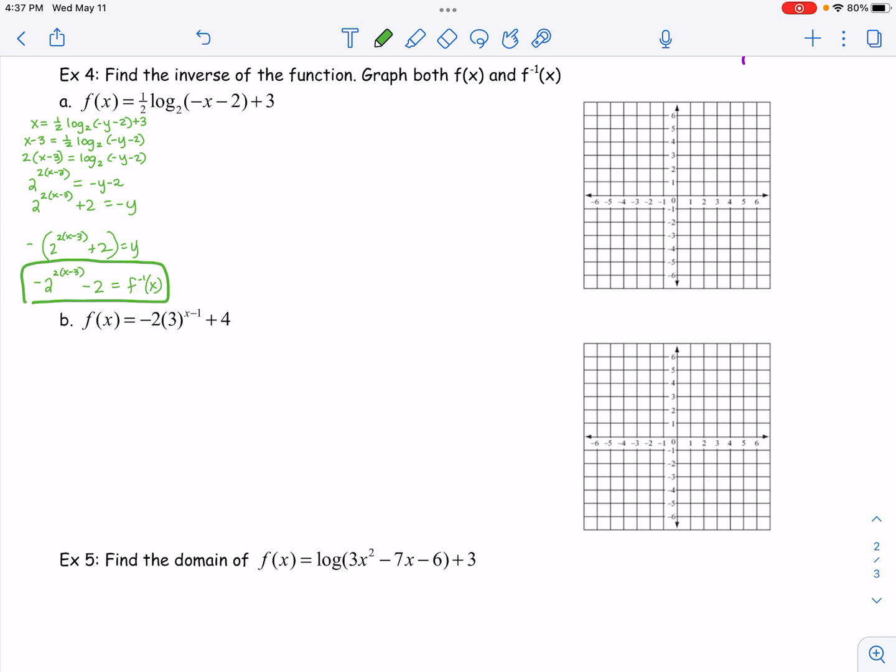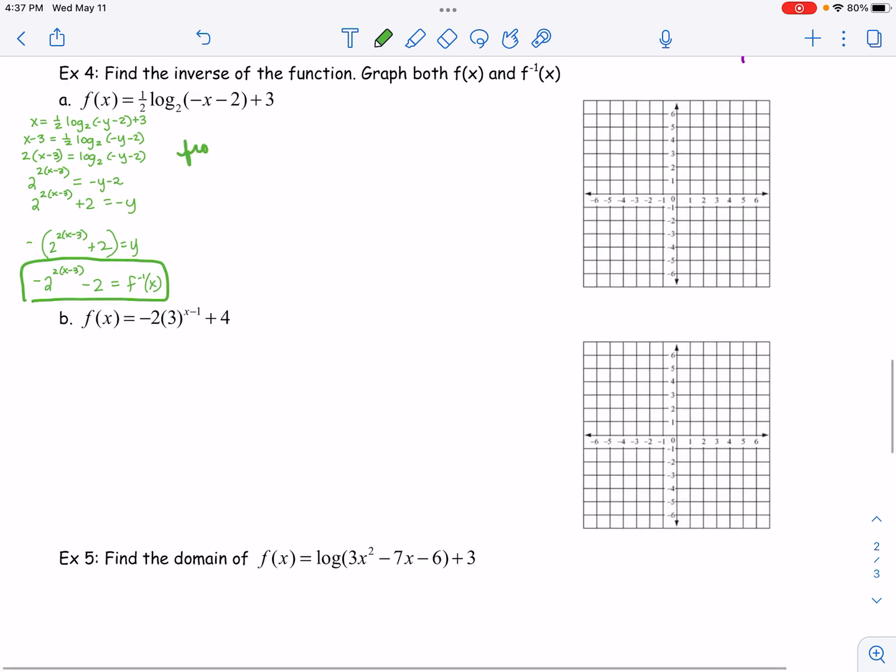So I'm going to go ahead and talk about graphing that first. This is an exponential with a base of 2. It has been reflected over the x-axis, horizontally compressed, shifted to the right 3 and down 2. So starting from the point (3, -2), this is exponential, so it's (0, 1), (1, base), (2, base squared), (-1, 1 over the base). I have already taken care of my shifts.